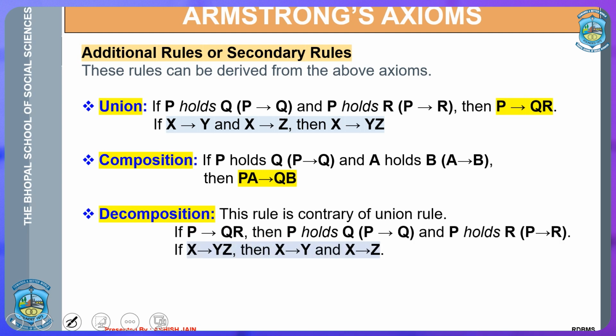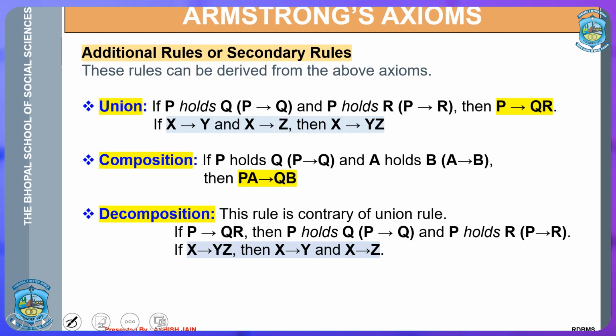As the name suggests, this is just the opposite of the union rule. Here we are separating things. So if we have the functional dependency P → QR, then we can write it as P → Q and P → R, just the opposite of the union rule.